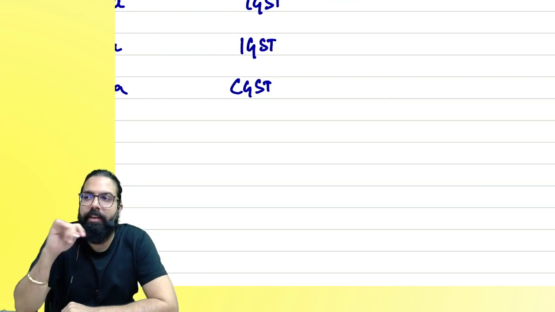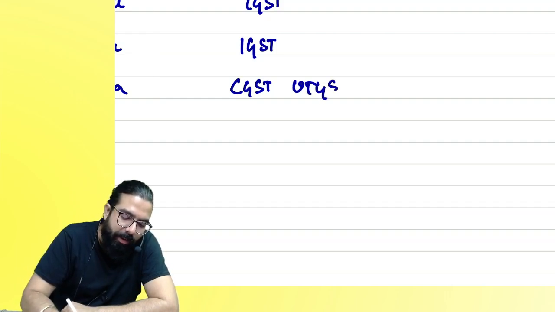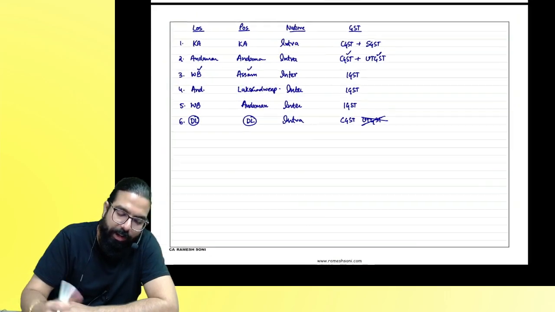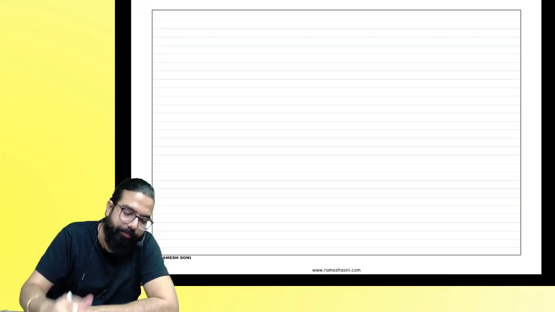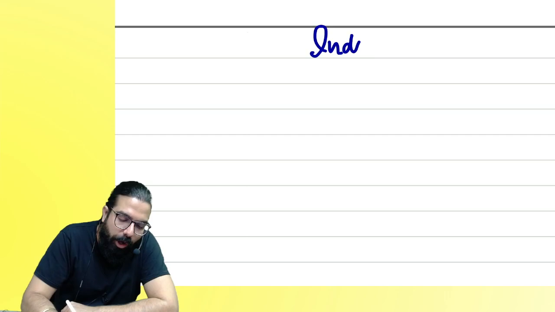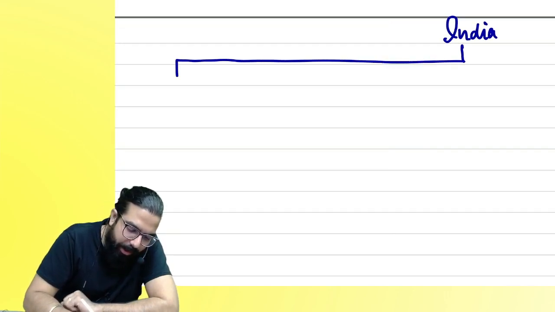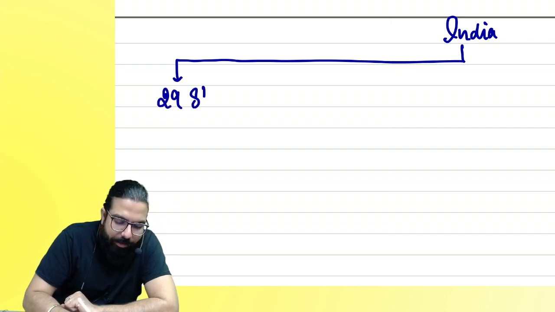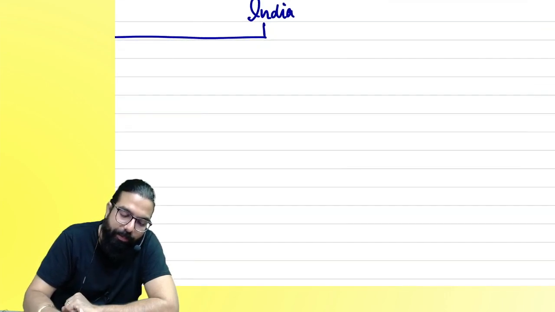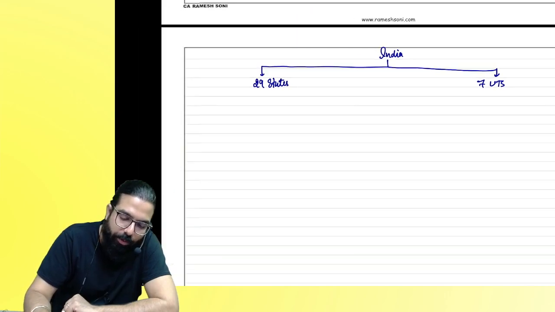CGST, SGST or CGST and UTGST? Students say UTGST and I say it's wrong. Chalo, I'll go ahead and explain it now. Everyone listen. Tell me one thing: in India, how many states do we have? We actually had earlier 29 states, and how many union territories? 7 UTs.